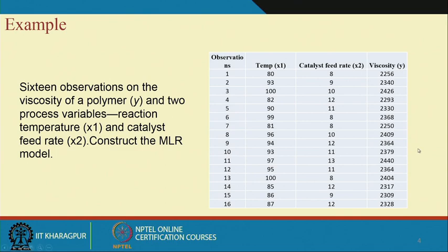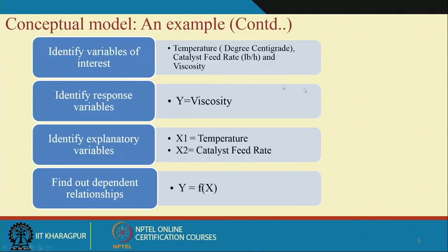So, what is the usual procedure? The procedure is like this: find out the variables of interest. In this particular example, temperature, catalyst speed rate and viscosity. Then identify the response variable, which is the viscosity. The explanatory variable, or independent variable, is temperature and so on, and our characterization relationship is y equal to a function of x.